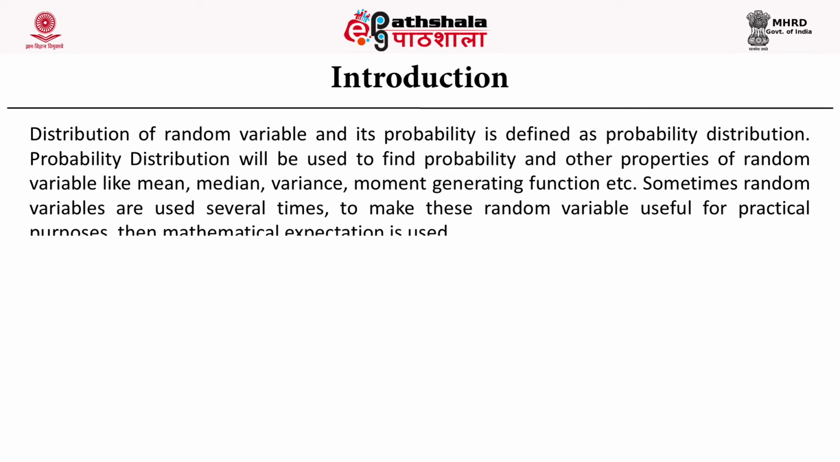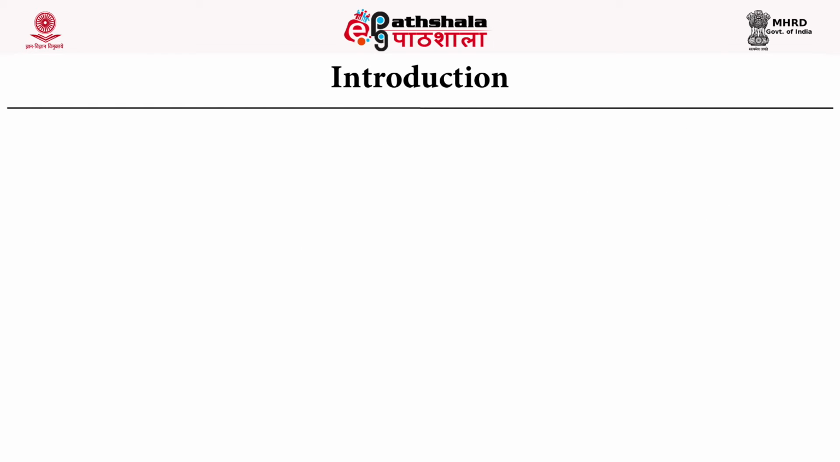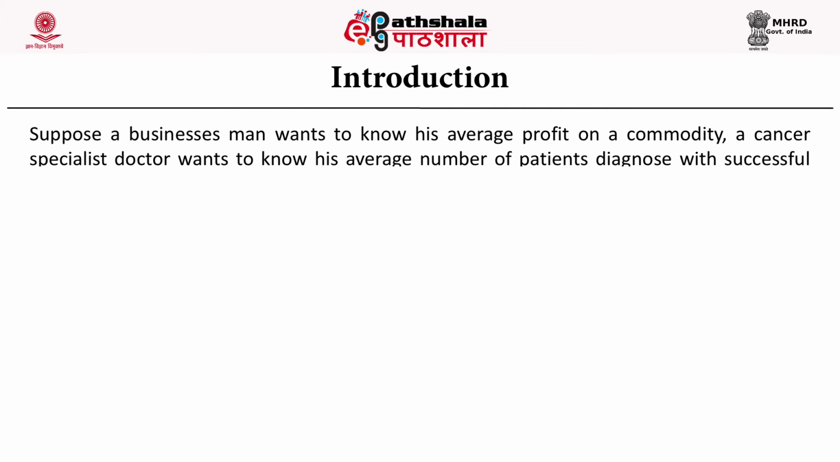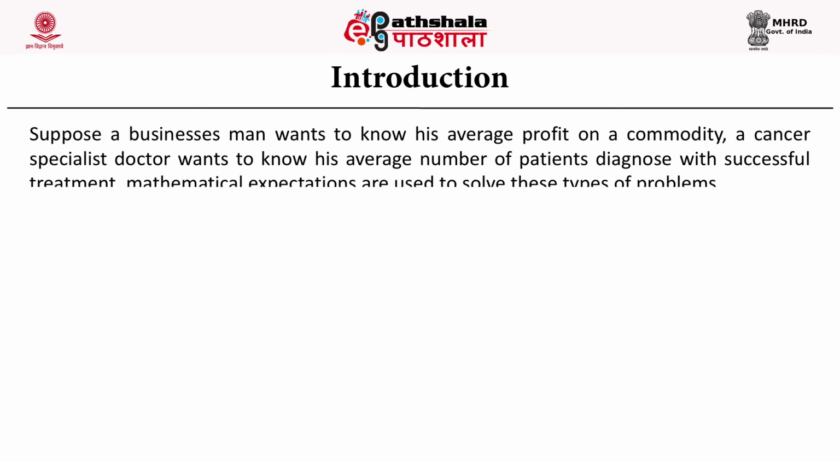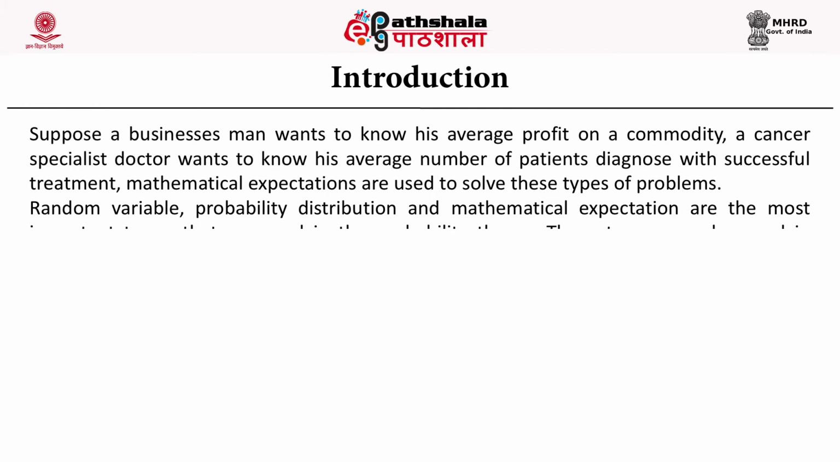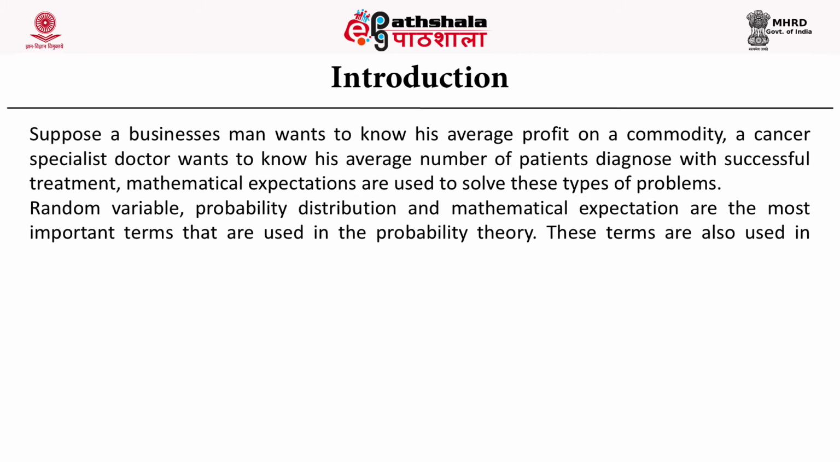Probability distribution will be used to find the probability and other properties of random variables like mean, median, variance, moment generating function, etc. Sometimes random variables are used several times to make these random variables useful for practical purposes. Then mathematical expectation is used. Suppose a businessman wants to know his average profit on a commodity. A cancer specialist doctor wants to know his average number of patients diagnosed with successful treatment. Mathematical expectations are used to solve these types of problems.